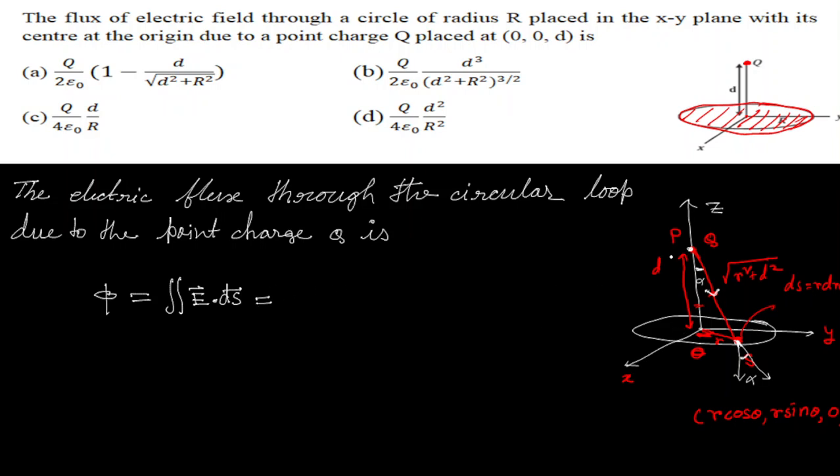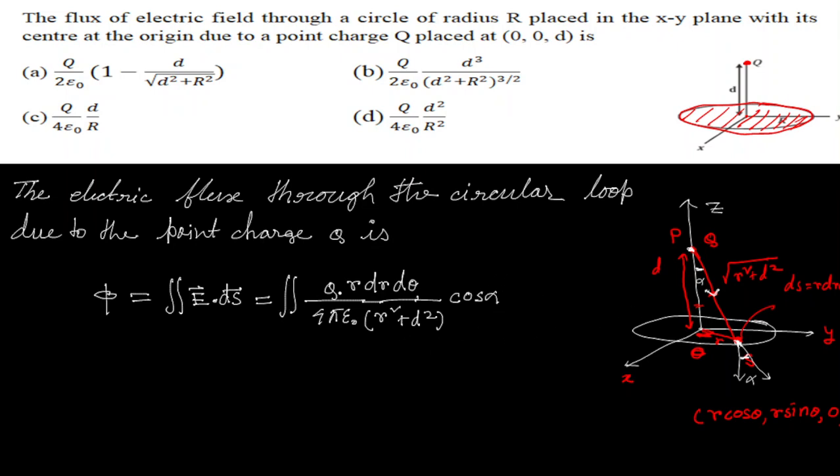So what will be the electric field at this point? Because of this point charge Q, it will be Q divided by 4 pi epsilon naught times the square of the distance. The square of the distance will be small r square plus d square. So this is the magnitude of the electric field, and then the magnitude of the elementary area is r dr d theta, and the angle between them at this point is alpha, so it will be cos alpha. So this will be the dot product, and then we have to do the integration over the loop.